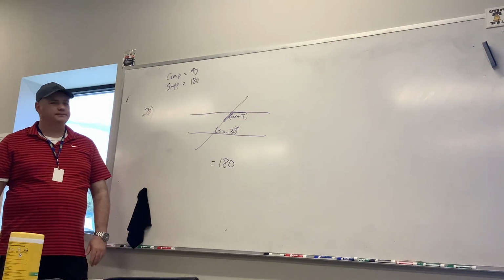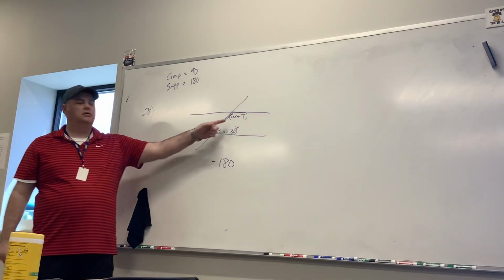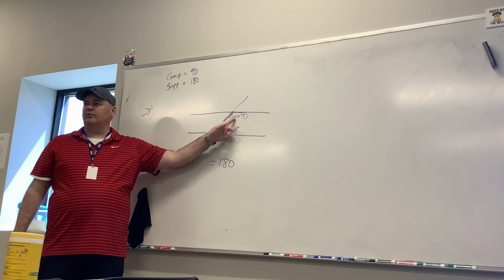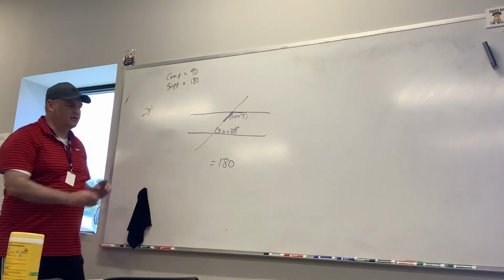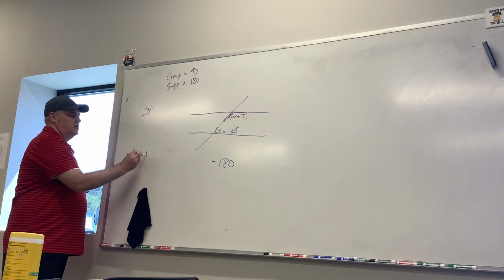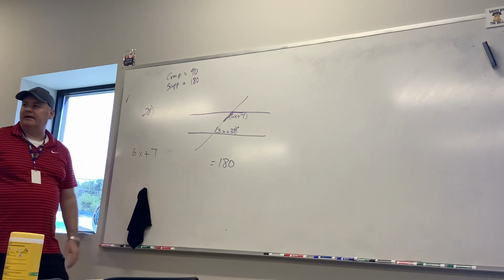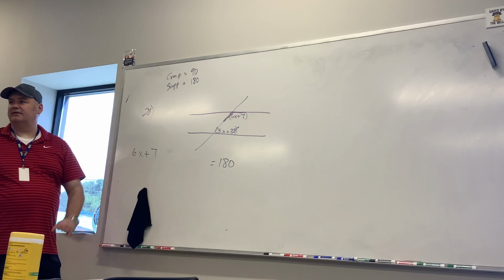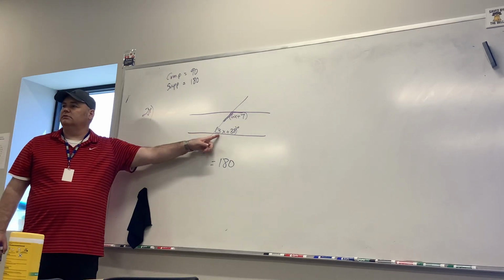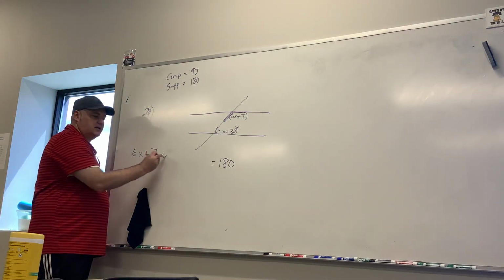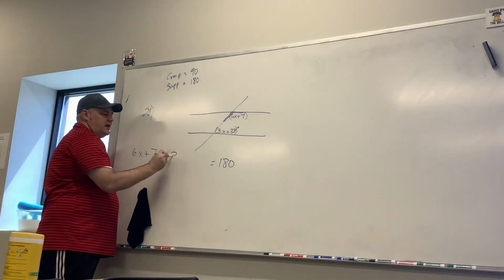Okay, so here's this angle. That is the value of this angle. We don't know what x is yet, but that is the value of this angle. So that's my first angle, 6x plus 7. I'm going to write that down. 6x plus 7, that's one of the angles. And then I add in the other angle, plus 3x plus 38.